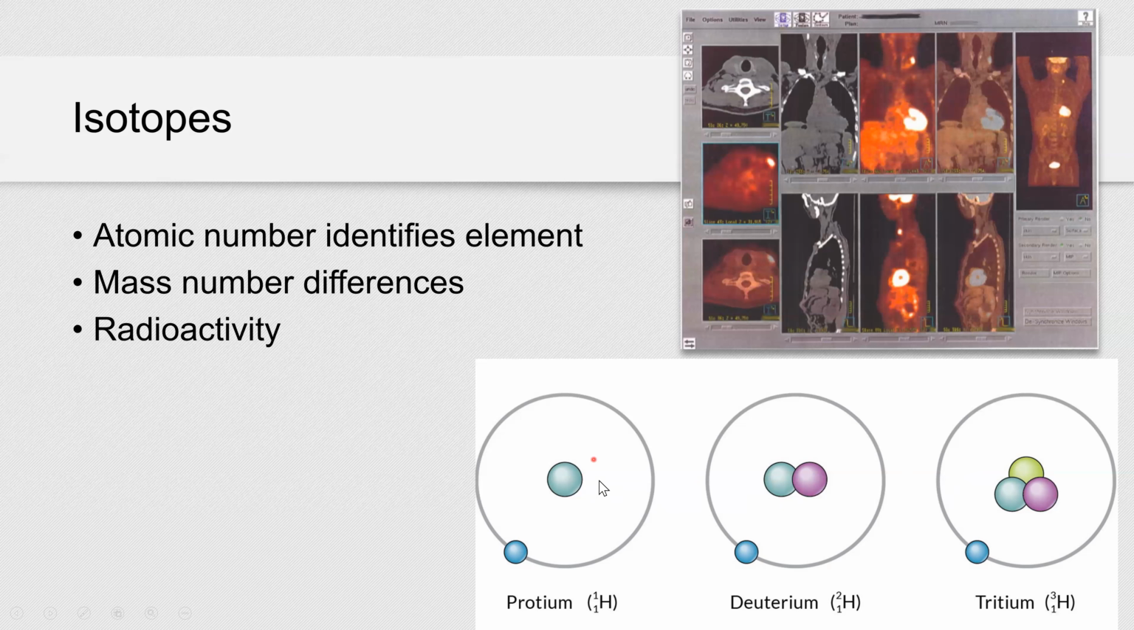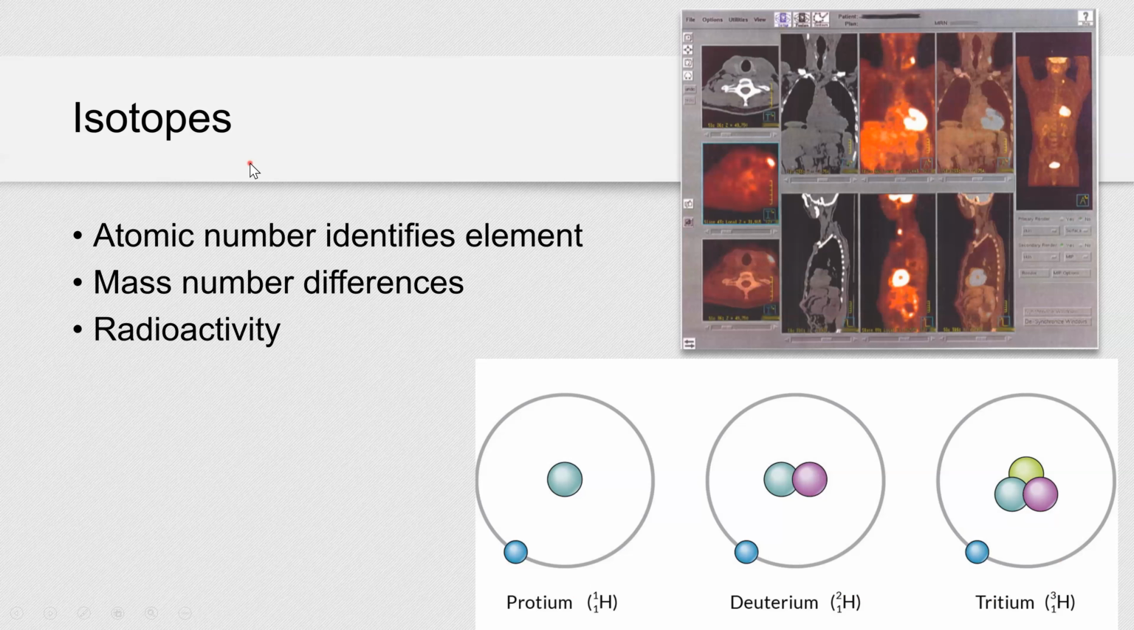Now here we don't have any neutron, so the atomic mass is 1. Here we have 1 neutron, so the atomic mass is 1 plus 1, 2. And here in tritium, we have 1 proton and 2 neutrons, so the atomic mass would be 3, right? So here, number 3, number 2, and number 1.